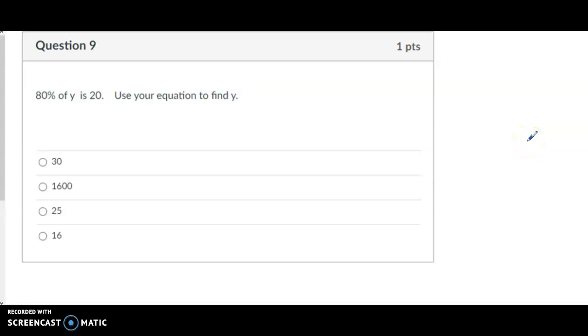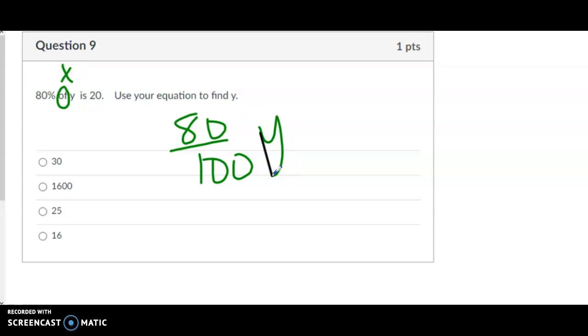All right, on number 9, we are going to find 80% of y is 20. We're going to use our equation to find y. So what we're going to do is we're going to say 80%. Well, that's 80 out of 100. Of means to multiply, so times y, and I'm just going to put them side by side so that we know it means multiply. 80 over 100 y is means equals 20.